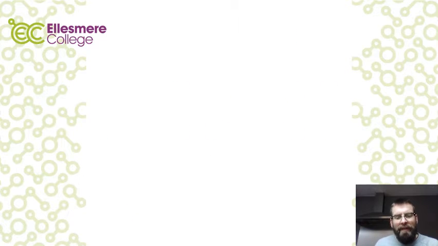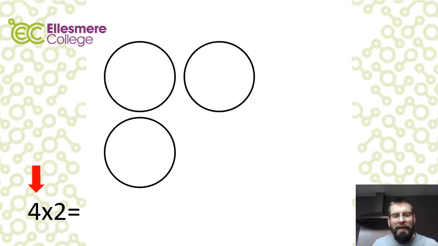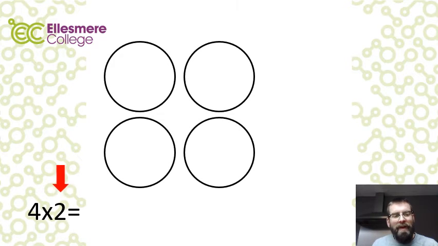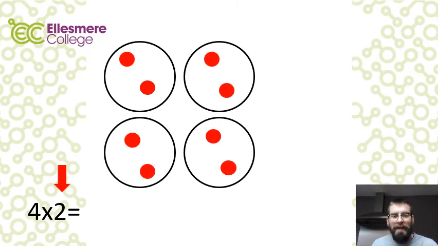Let's look at another example then. So this problem is 4 times 2. We'll begin again by looking at the first number. We've got 4 here, so we're going to draw 4 circles out. The next number we've got is 2, so in each of our 4 circles, we're going to put 2 dots. 1, 2. And fill it out.